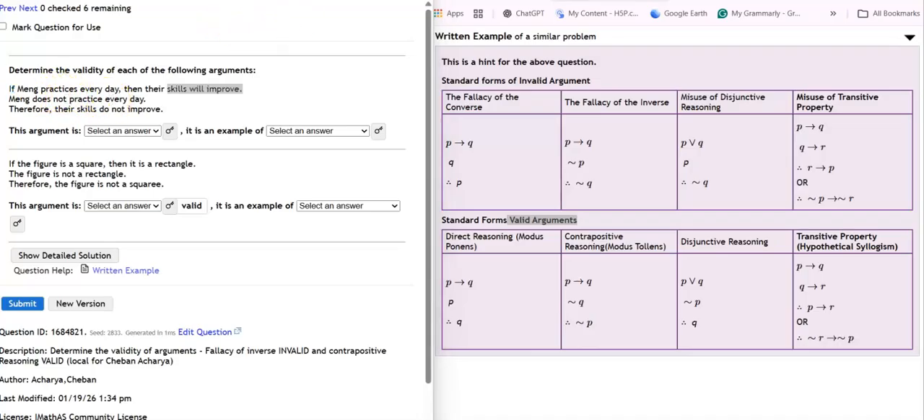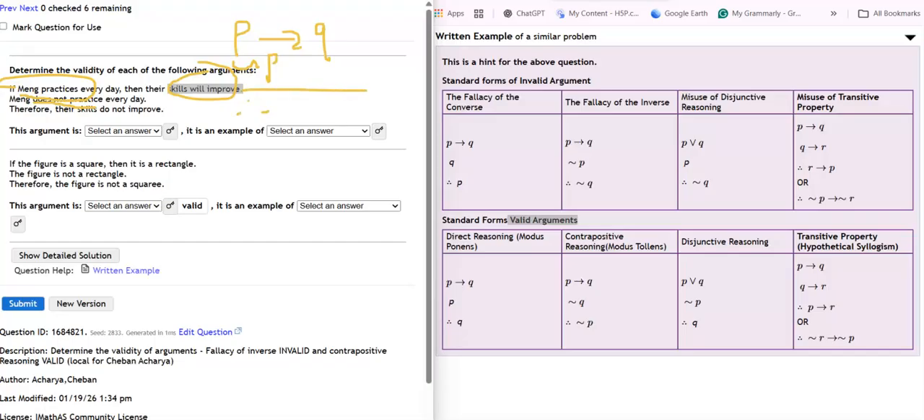Let me write it down here. P right arrow Q, where Meng practices is P and skill improve is Q. The second premise, Meng does not practice, is not P. And therefore, the conclusion is that skill does not improve. Since skill improve is Q, does not improve is not Q.